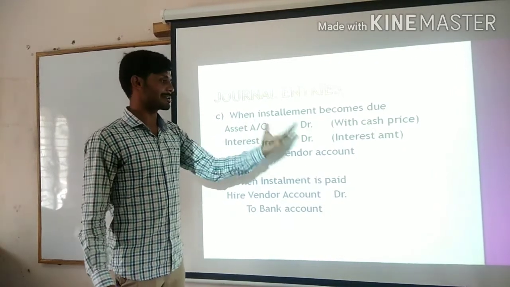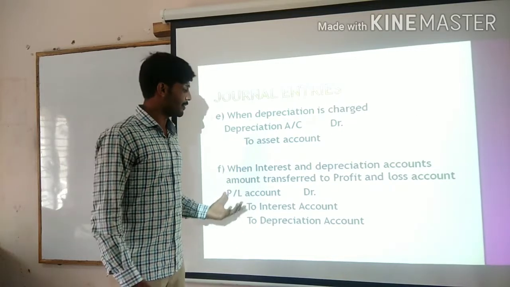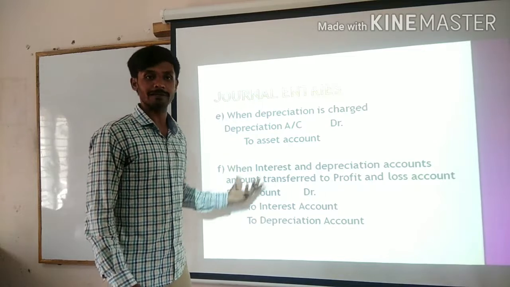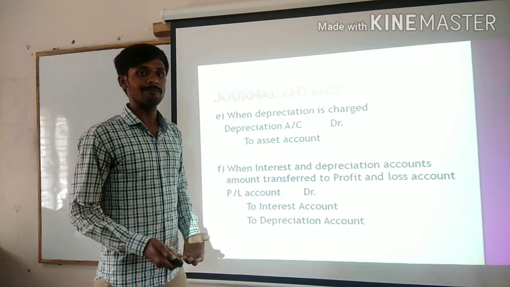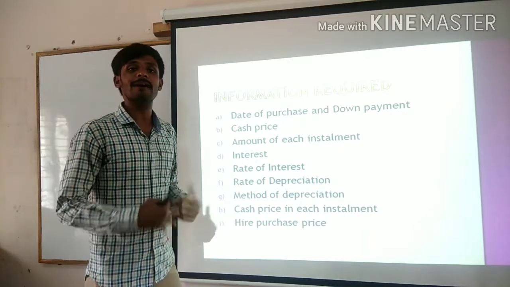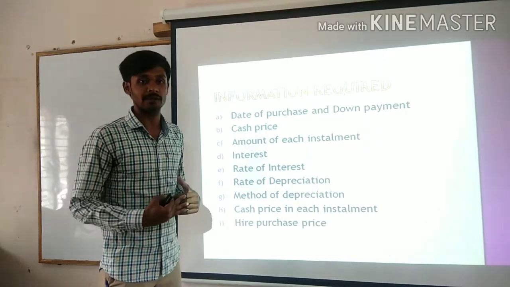Okay, so that is when the installment becomes due, when the installment is paid, when depreciation is charged, and when the interest and depreciation are transferred to the profit and loss account, we will pass these kinds of entries. Okay, let us move on to the practical part. For solving the practical problems, what information do we require?